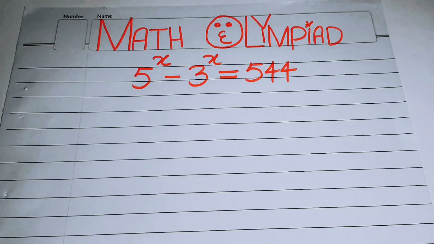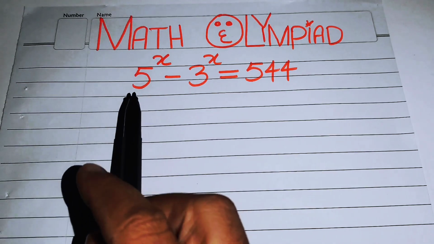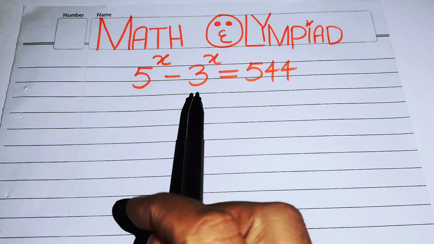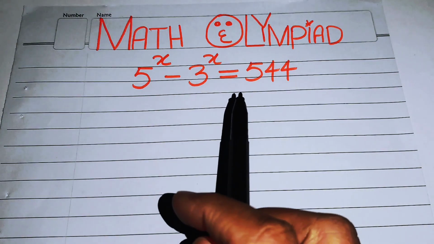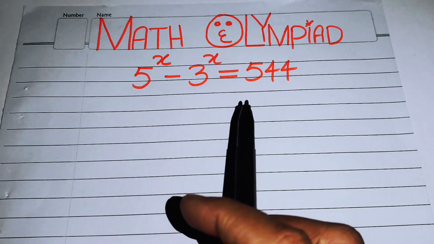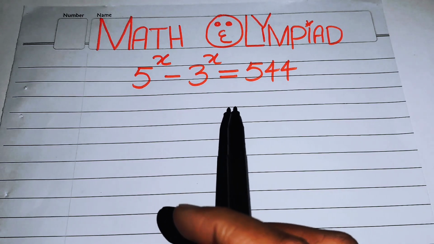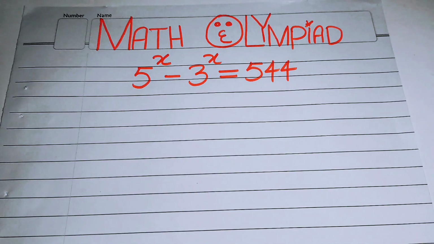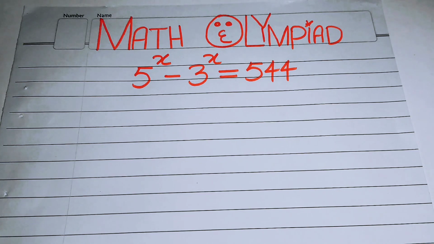In this video we are going to solve this nice algebra problem, and here we have 5 to the power of x minus 3 to the power of x equals 544, and we will solve this problem for the values of x. In this problem I will introduce a nice method which is known as the reverse engineering method. I hope you will like this method and enjoy this video.